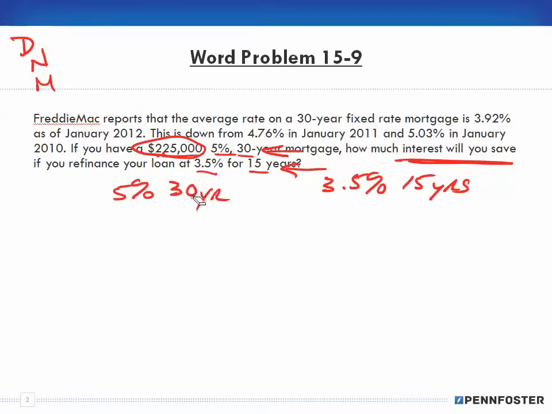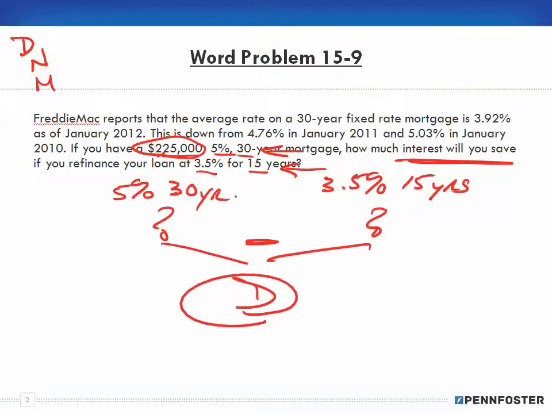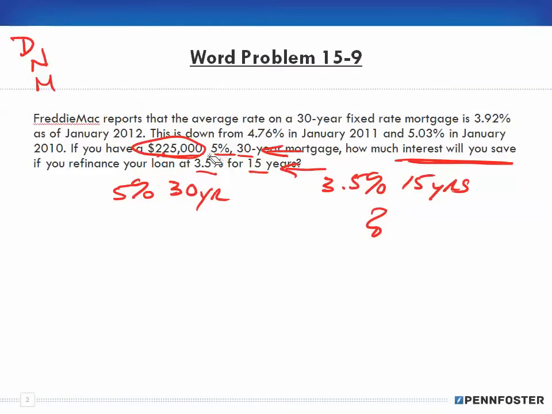Direct information is this 5% and 30 and 3.5 and 15, but the manipulation is that when we figure out what these amounts are, we have to take those and subtract in order to find the difference as what we're looking for as the answer. But again, that's a word problem, and we should all be used to this kind of thing by now. Okay, so let's see here.